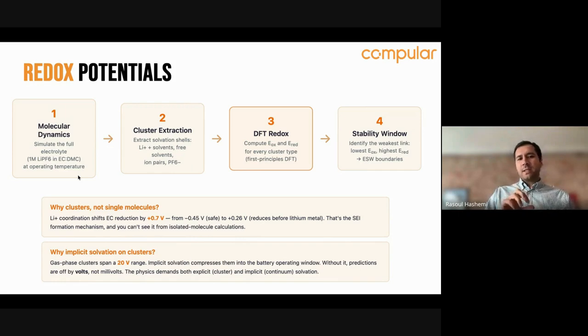So we will have solvation shells extracted as clusters, and then we apply the DFT redox pipeline on them. We find oxidation and reduction potentials for those clusters, and based on those, we can find the ESW, that stability window I mentioned. One thing I want to remind you: even in the redox potential, although we had explicit solvation, we added implicit solvation because we need a background. Let's move forward.